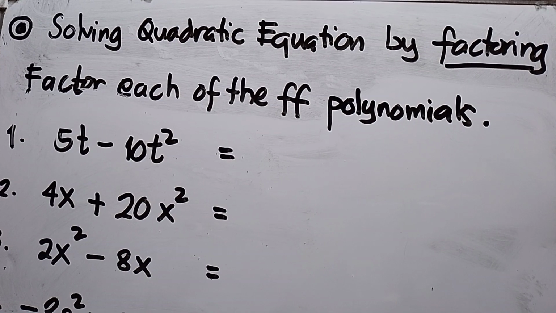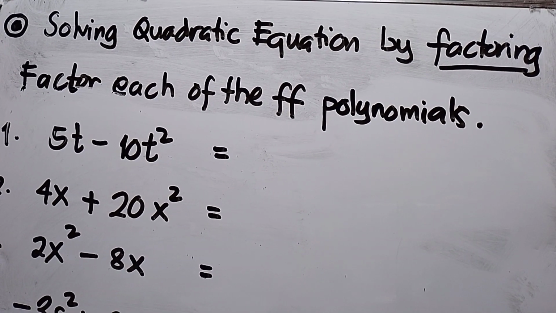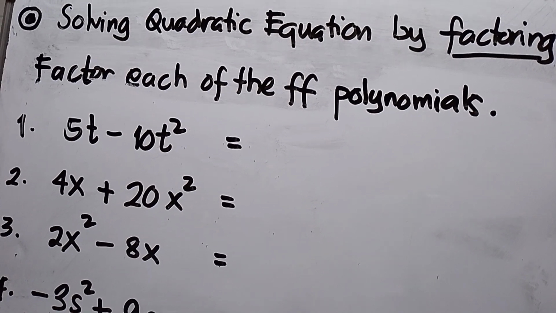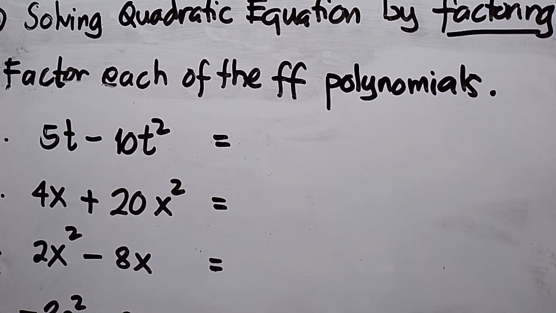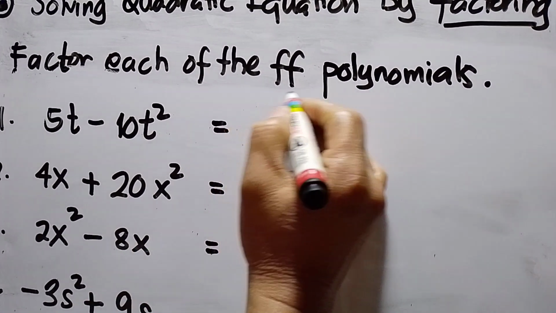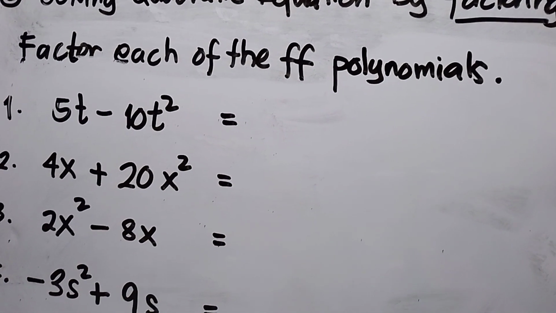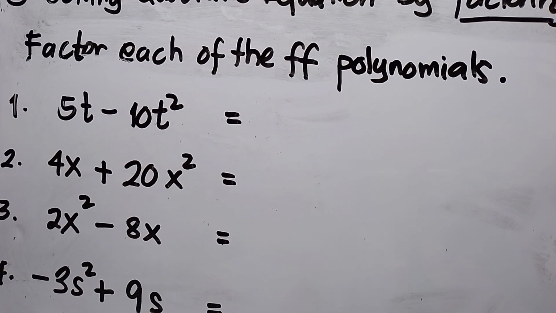This is another weapon for solving quadratic equations by factoring. Okay? So we have to factor each of the following polynomials. So number 1, 5t minus 10t squared.